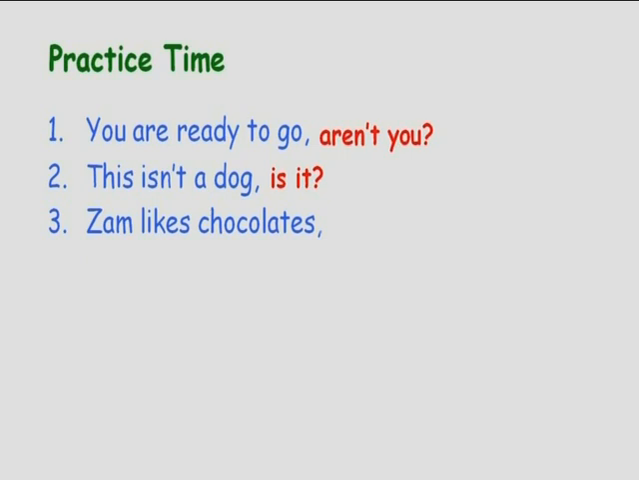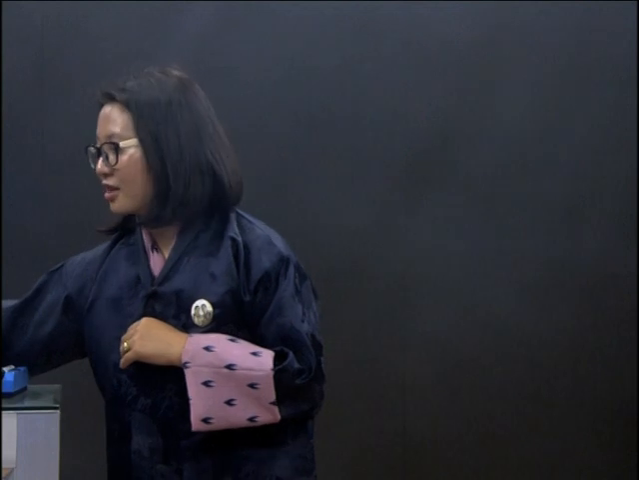Okay, so now what would be the question tag? Sam likes chocolates. So our question tag will be, doesn't she? Okay, correct. See, doesn't she? Shall we move to next? Is it interesting? Okay.